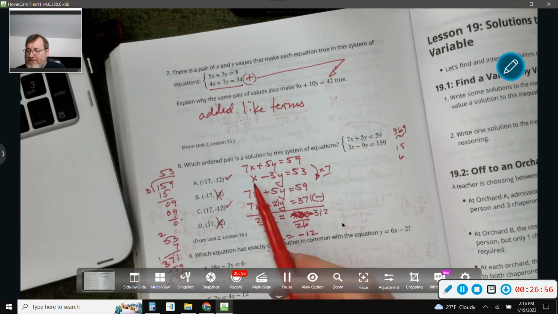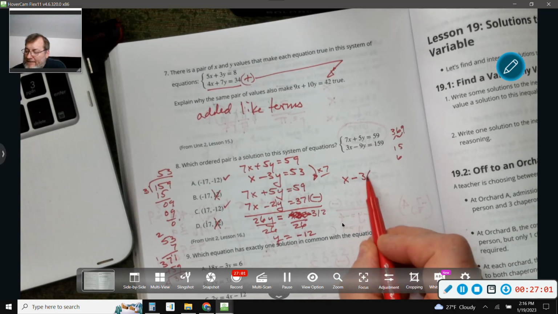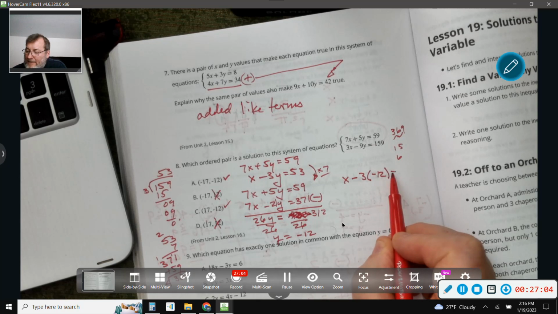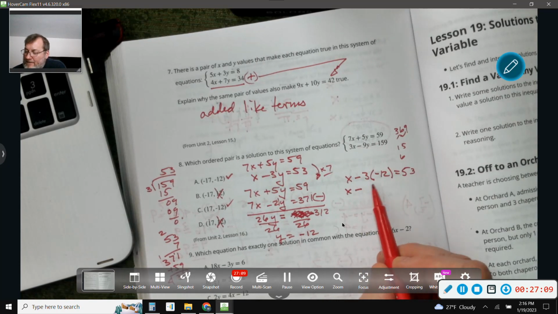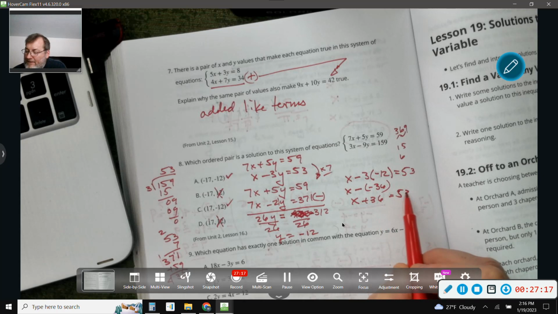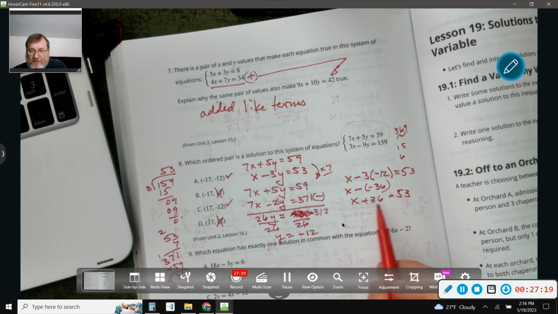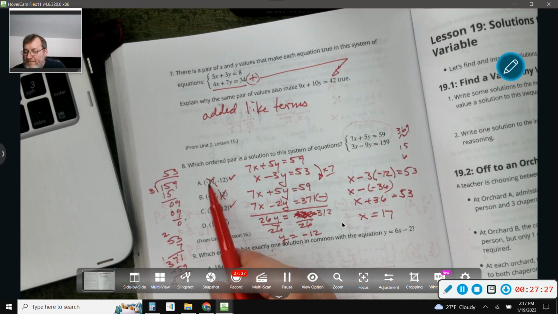Now I still have this equation here that I work with, so it's pretty simple. So x minus 3 times a negative 12 equals 53. So that's x minus a negative 36, which is the same as x plus 36 equals 53. I've got to subtract 36 from each side. X equals 17. So the only one that has a positive 17, not that one, it's going to be this one. So Charlie is my answer.